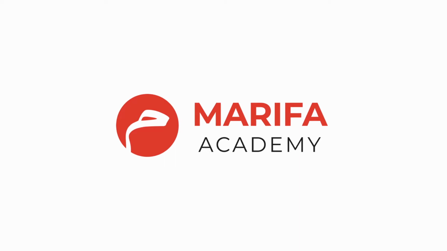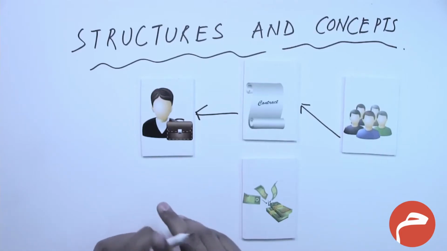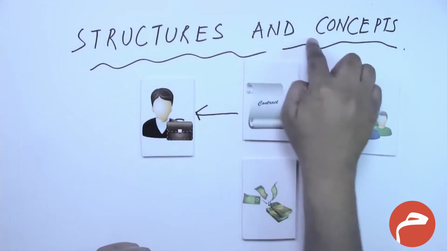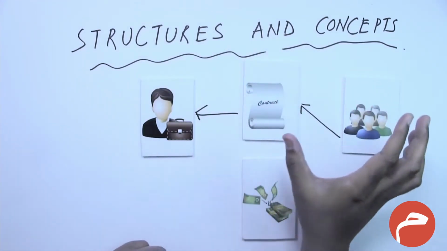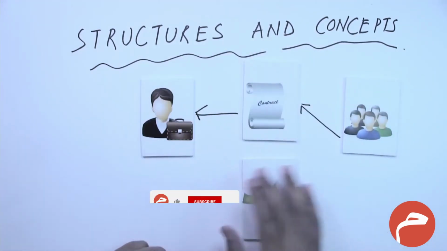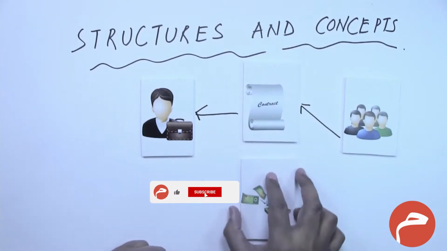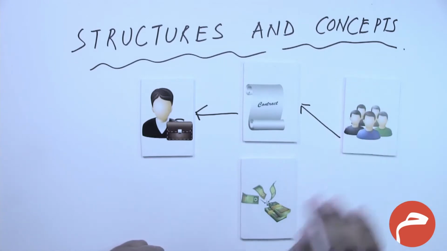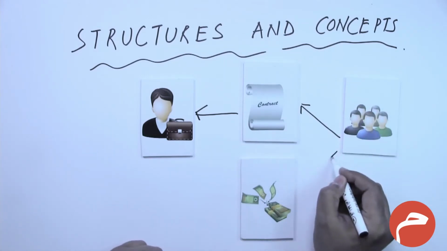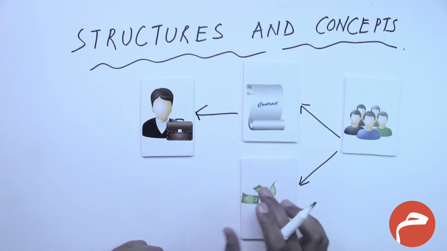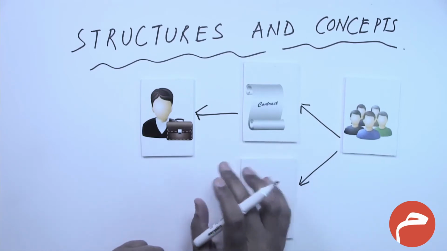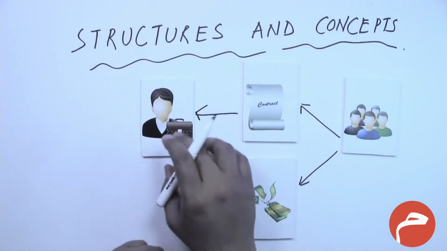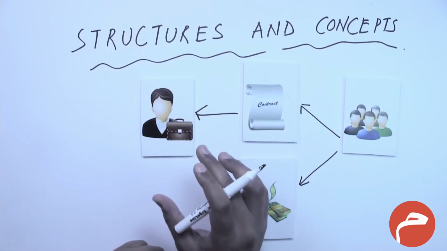Bismillahir Rahmanir Rahim. Now let us today discuss structures and concepts in relation to Takaful. What is the structure of Takaful? To briefly understand, for example, these are the participants, and they contribute their participation amount into a Takaful fund, and they appoint a Takaful operator to manage that fund, right?